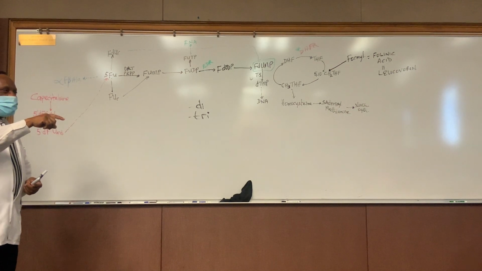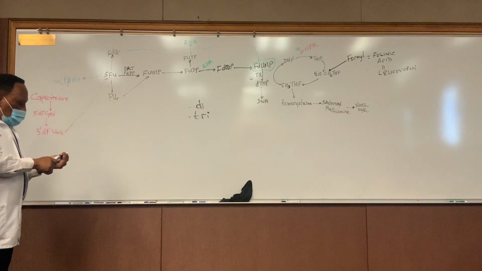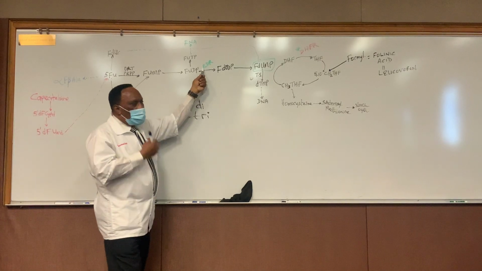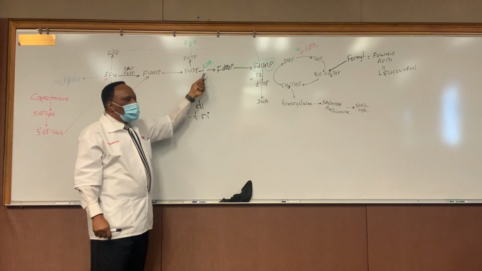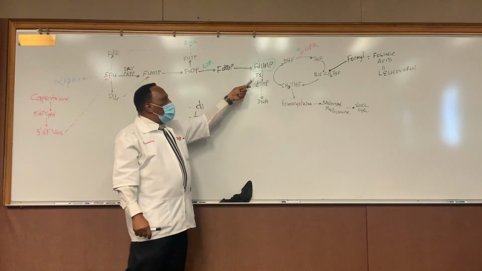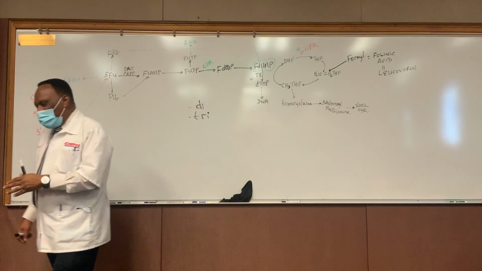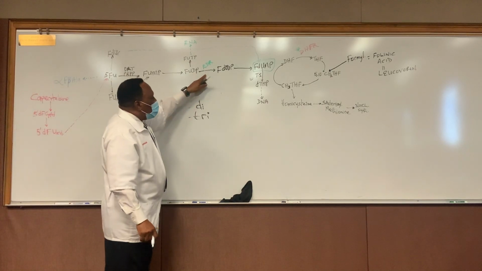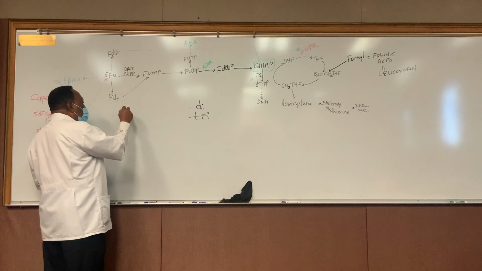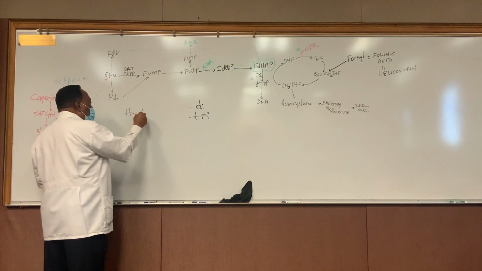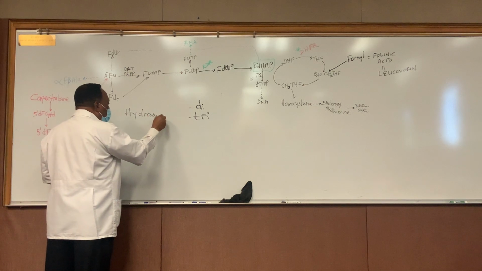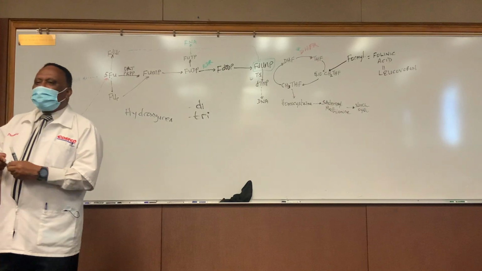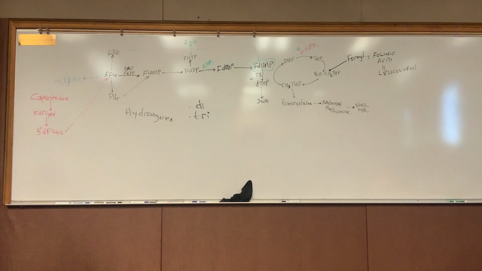In the diphosphate form, it can inhibit ribonucleotide diphosphate reductase, and then in the tri form, it can inhibit thymidylate synthase. That's another drug that inhibits RDR, the drug hydroxyurea. Hydroxyurea is an inhibitor of RDR, or ribonucleotide diphosphate reductase.